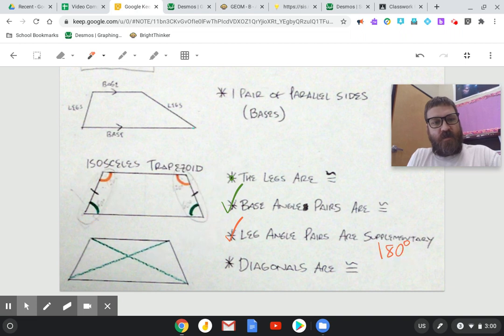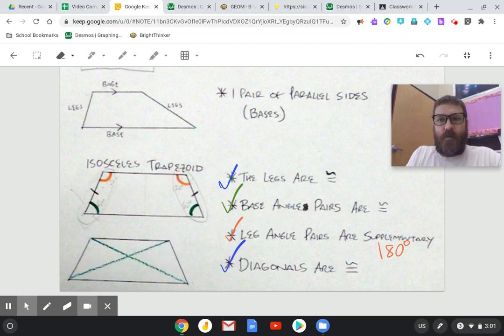And then lastly, if I draw in the diagonals of this isosceles trapezoid, they are congruent to each other. Now, they don't bisect each other or anything like that, like we were doing in some of our other figures, but they are the same length. And so these are the big characteristics of isosceles trapezoids.